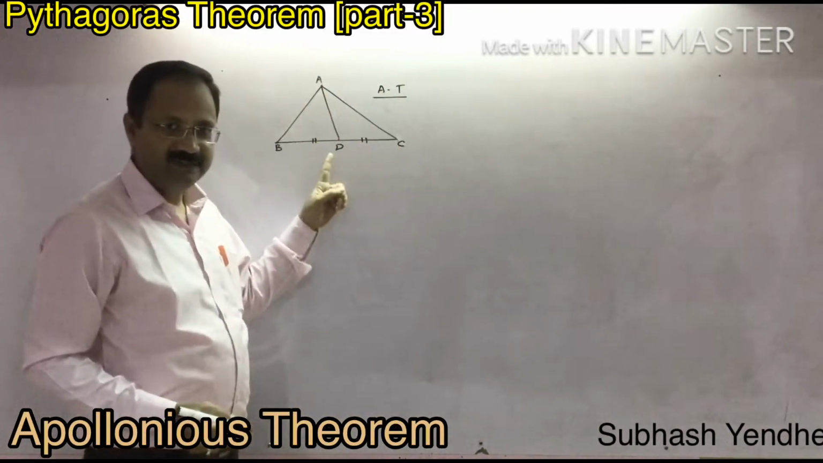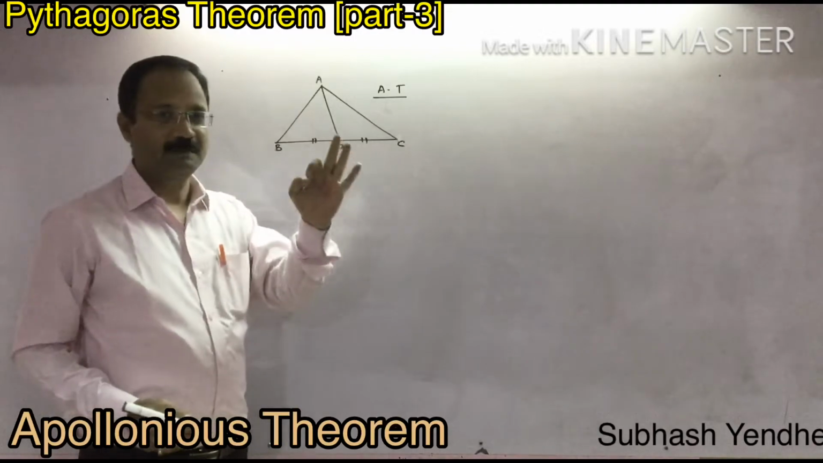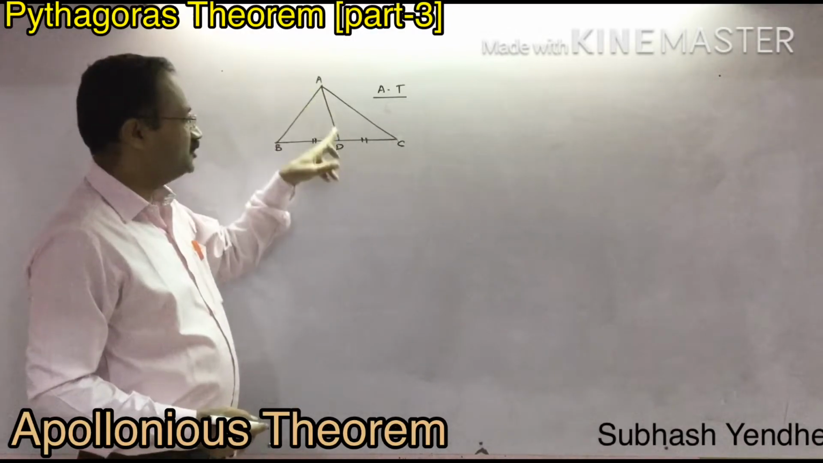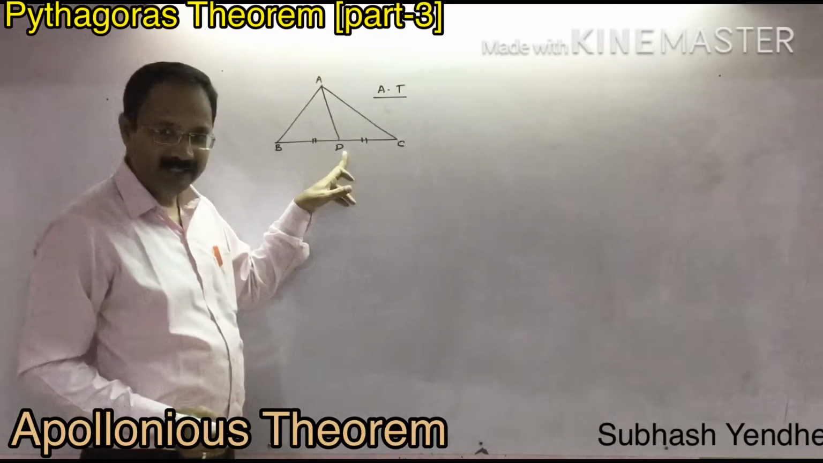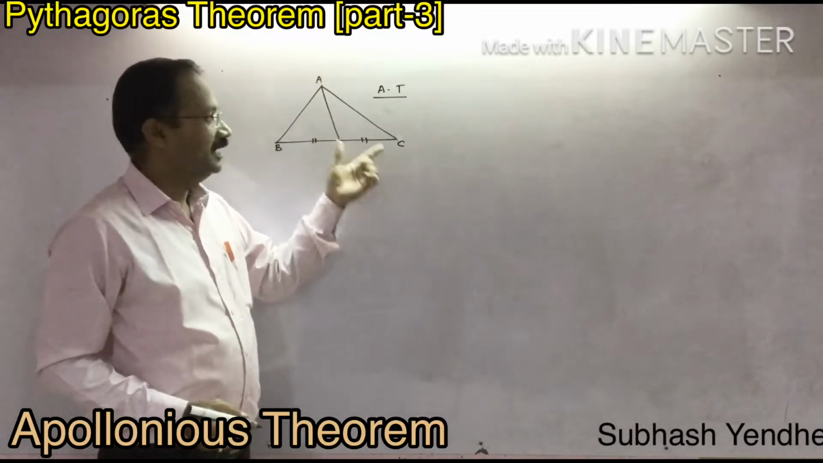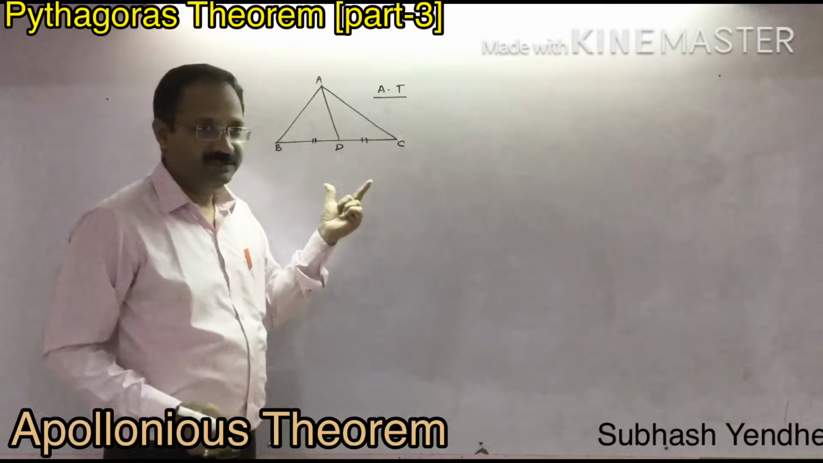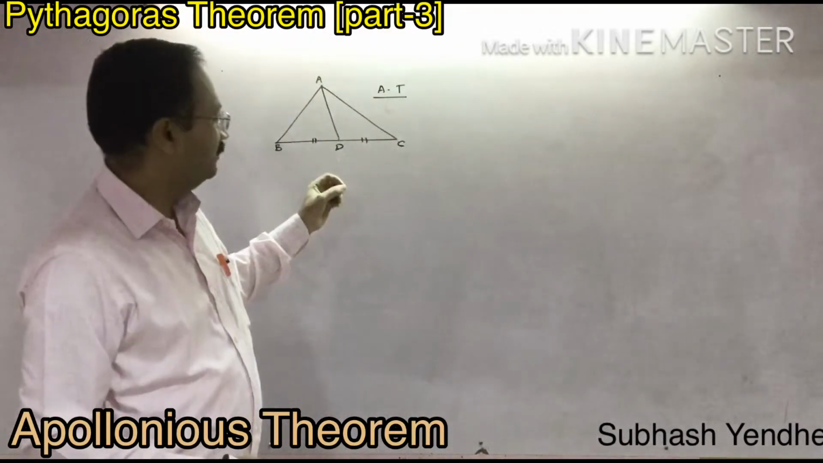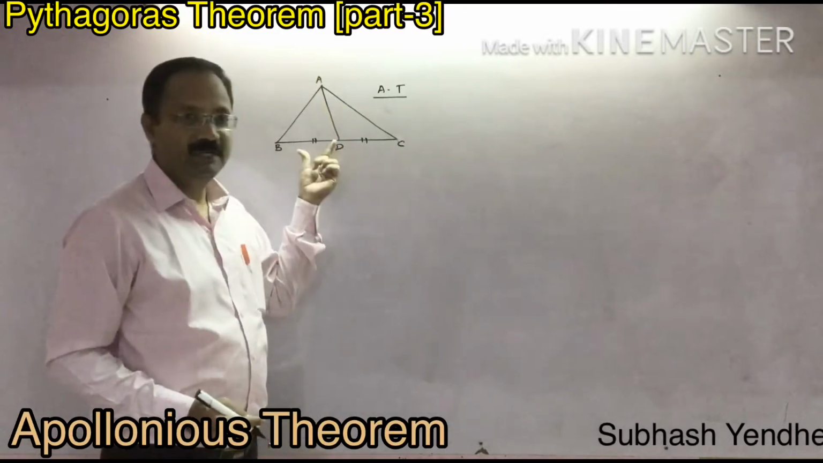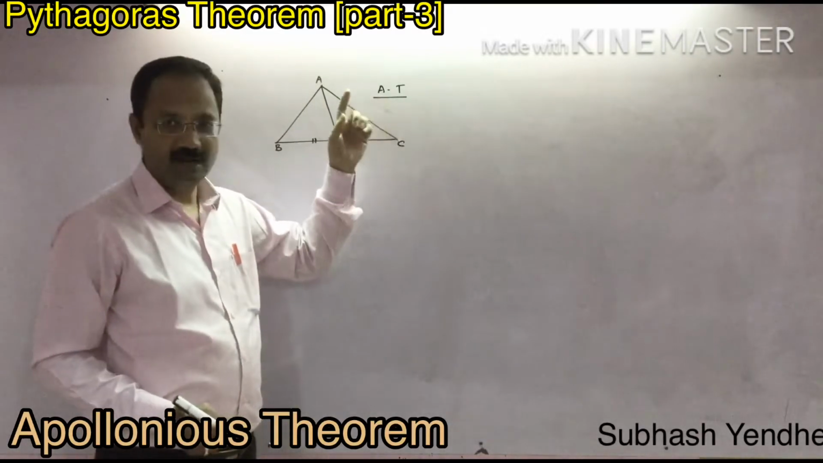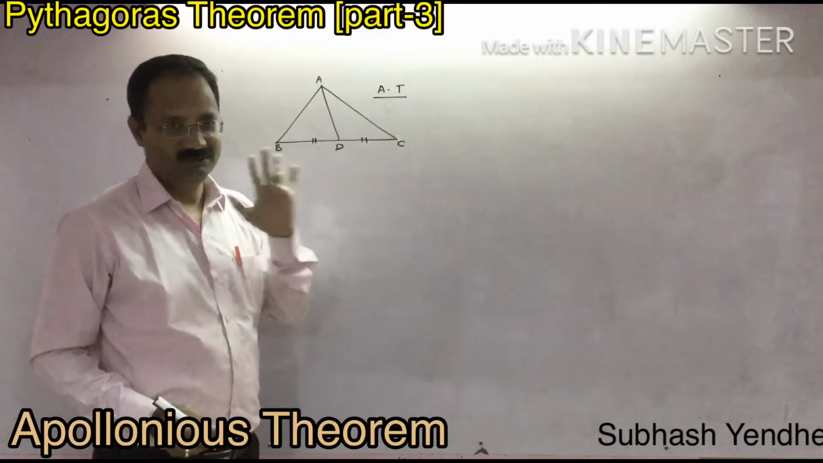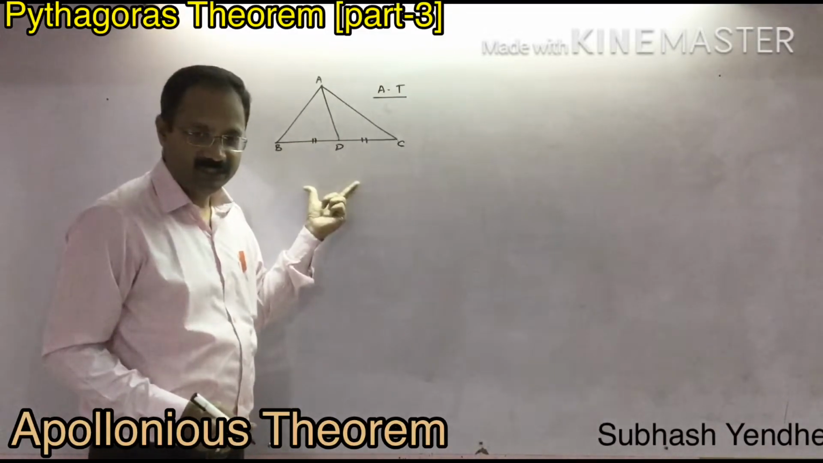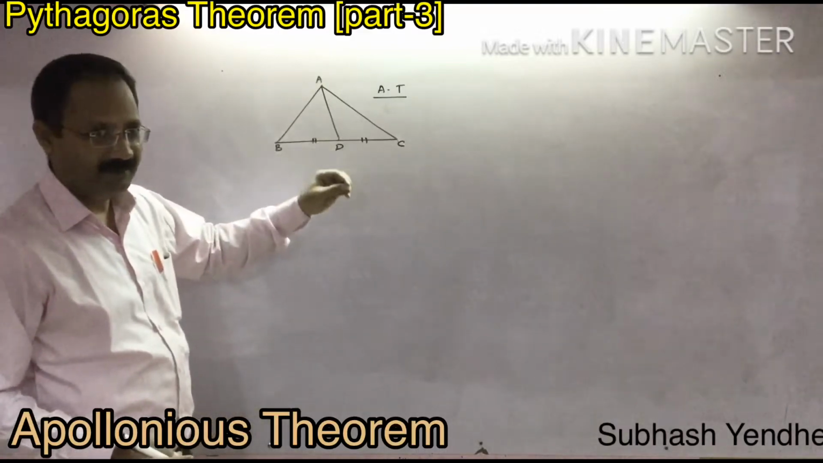if there is a midpoint or a median. What is median? The segment which is joined to the midpoint is called a median. And remember this: if you see a median or a midpoint in any triangle, it means you have to use the Apollonius theorem. So remember this point, you have to use the Apollonius theorem if the midpoint and the median is given.